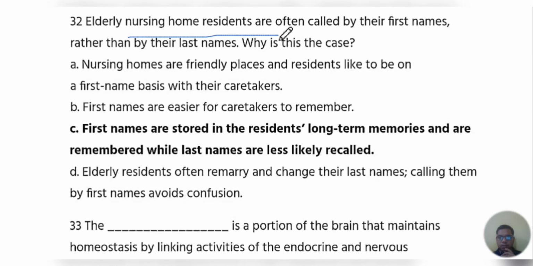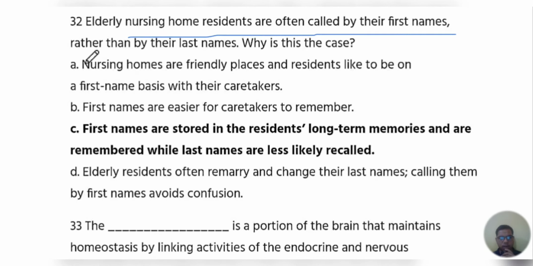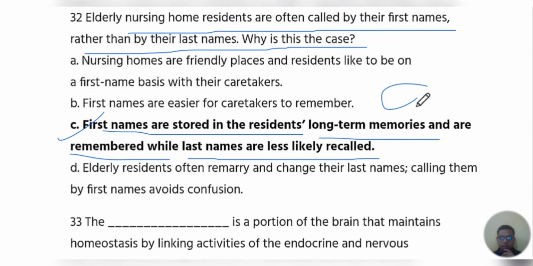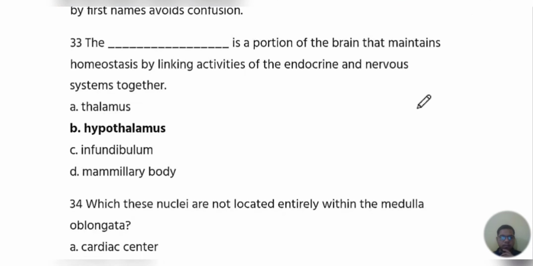Elderly nursing home residents are often called by their first name rather than their last name. Why is this the case? The answer is C. First names are stored in the resident's long-term memories and are remembered, while last names are less likely to be recalled. Okay. Next is question number 33.